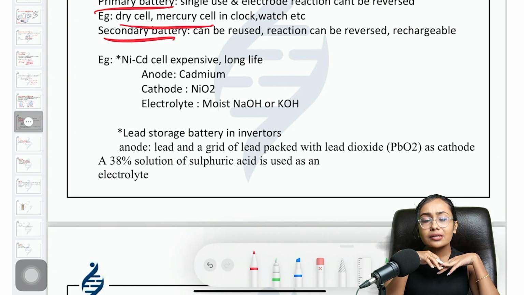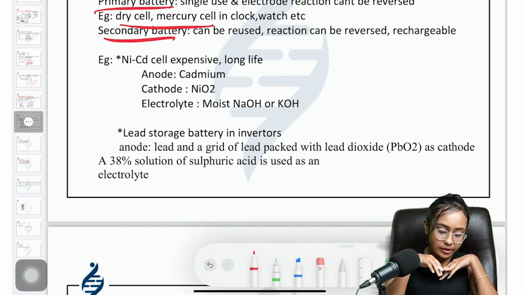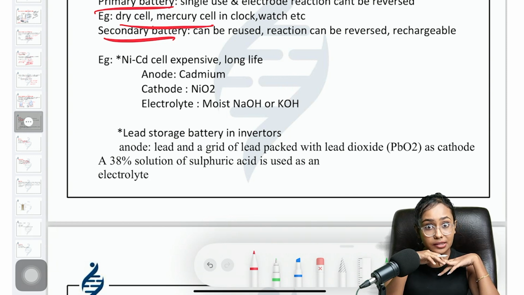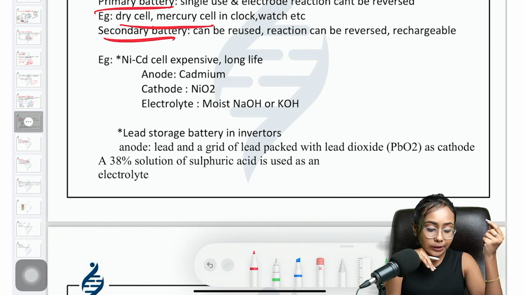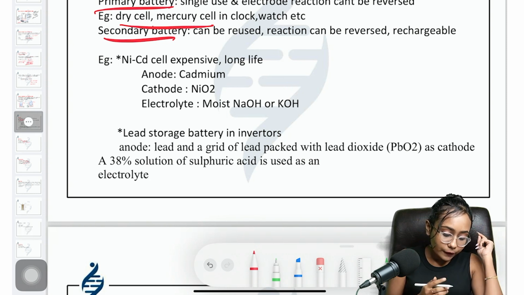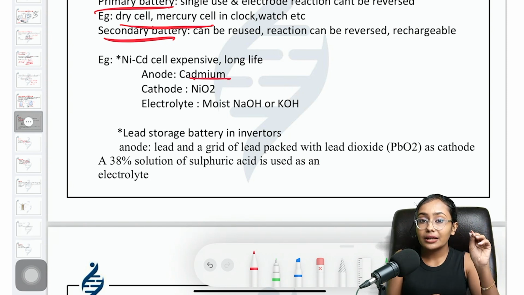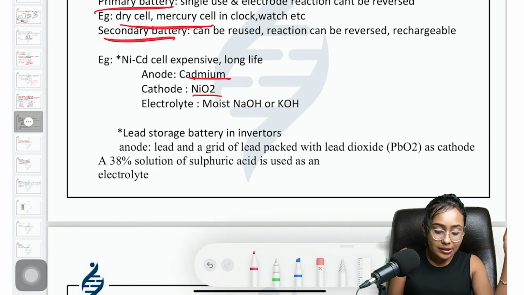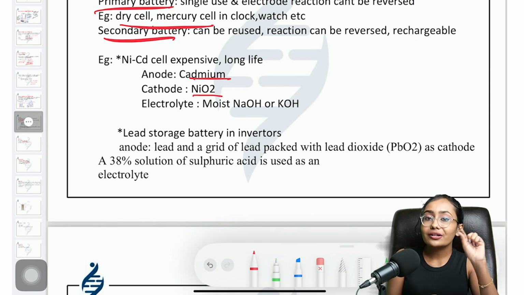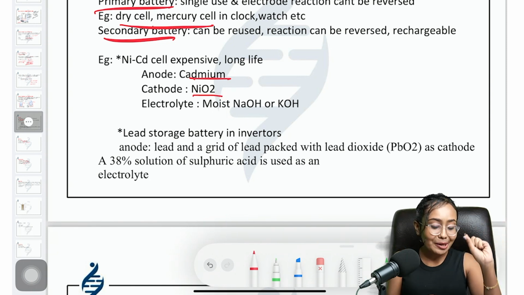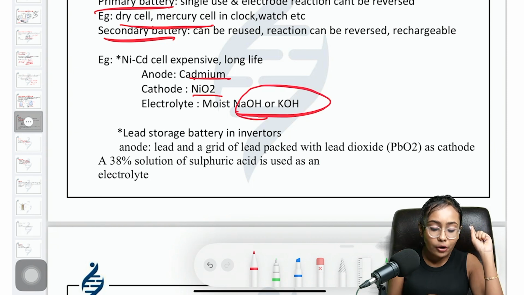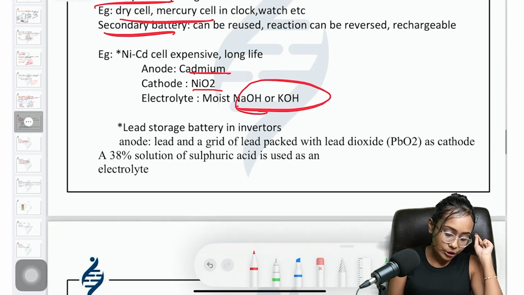In secondary battery, the nickel cadmium battery is okay. The lead storage battery has a long life but is expensive. Yeah, mainly expensive. Okay, so we'll deal with the anode, cathode, electrolyte of the nickel cadmium cell. The anode is cadmium, as already mentioned in the name, nickel cadmium. The cathode is NiO2, as I already mentioned in the name, nickel. Okay, the electrolyte is a moist form of NaOH and KOH.